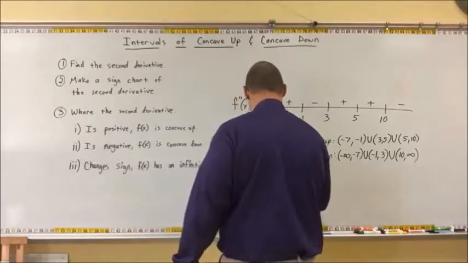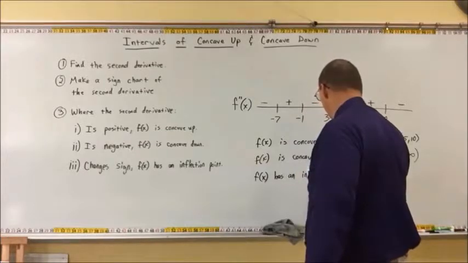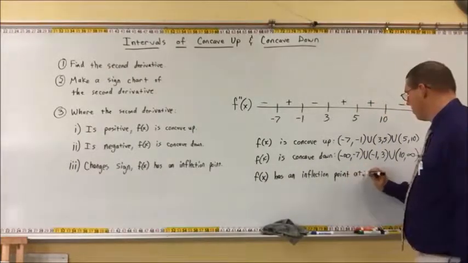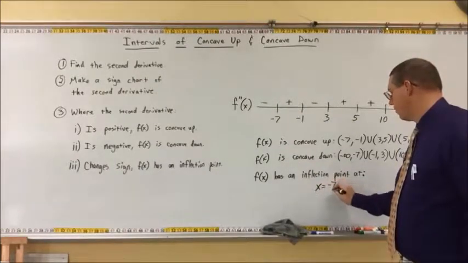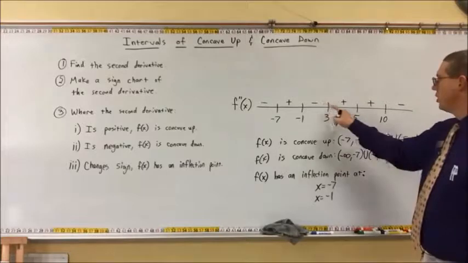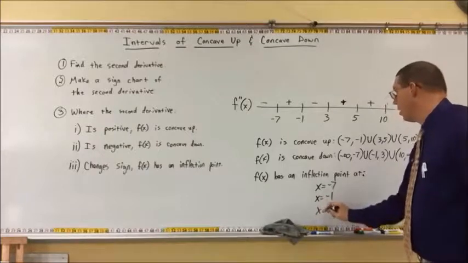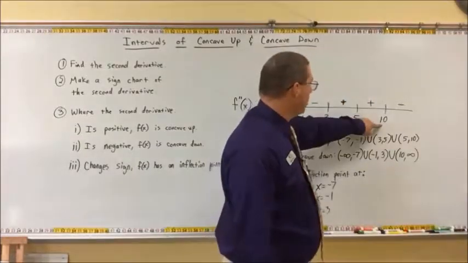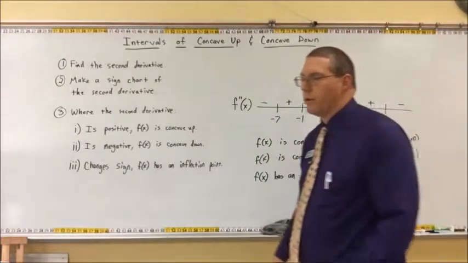Lastly, f of x has an inflection point at the following values. Well, the second derivative changes sign at negative 7, so at x equals negative 7, it changes sign at negative 1, x equals negative 1, changes sign at 3, x equals 3. No sign change at 5. We go from positive to positive, and then there is a sign change at 10 from positive to negative. So the last one is at x equals 10. So 4 inflection points. Okay?